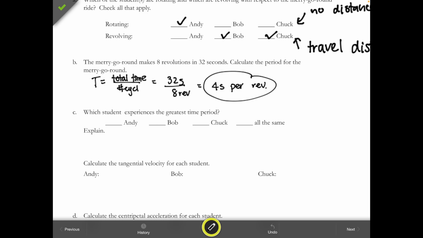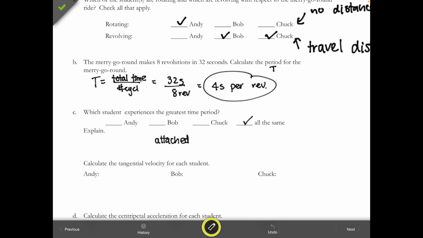Notice for this, I just kind of assume that you know what symbol goes with what. You need to know off the top of your head the time period symbol is capital T, and that things that are attached together, like Andy, Bob, Chuck, and the merry-go-round, all have the same time period because they're attached together. Think about it. Andy can't complete a circle before Chuck does. They have to go at the same time period because they're literally attached to each other.